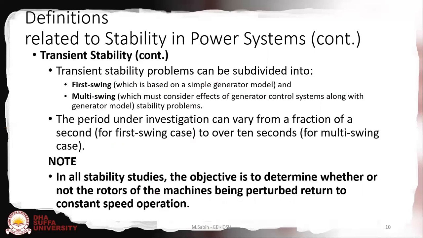And transient stability problems can be subdivided into the first swing, which is based on a simple generator model, and multi-swing, which is based on the effect of the generator control system along with the generator model. Okay, so the period under investigation can vary from a fraction of a second, very quick, to over 10 seconds in the multi-swing case. But there is one point I would like to highlight here: in all these stability studies, our main objective is to determine whether or not the rotors of the machines being perturbed return to a constant speed.